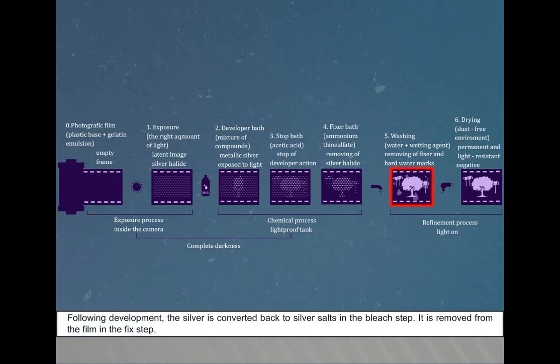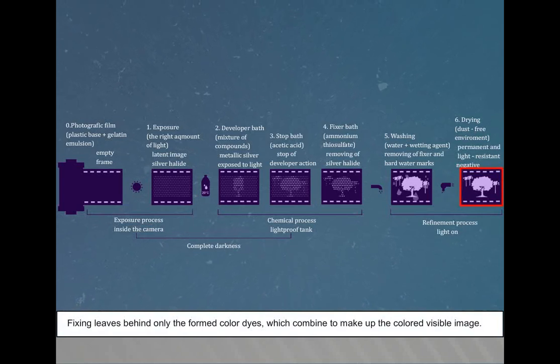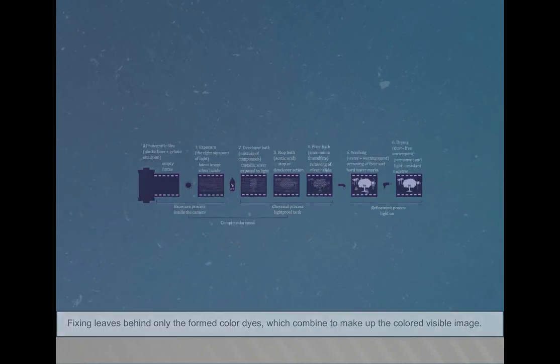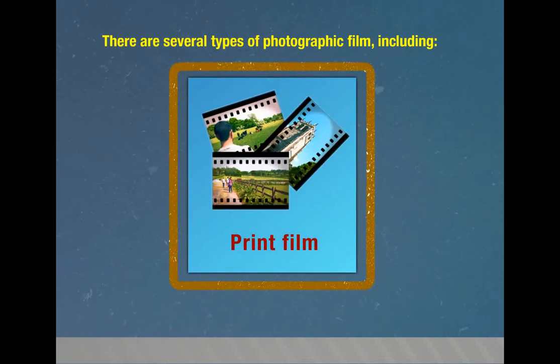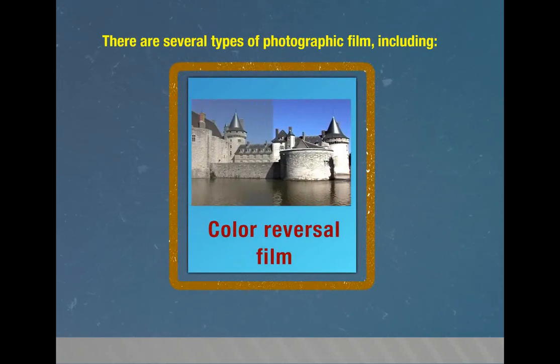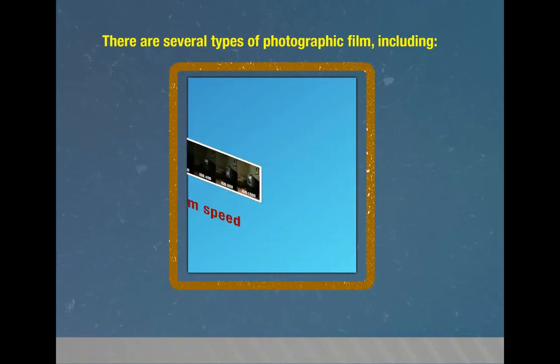Following development, the silver is converted back to silver salts in the bleach step. It is removed from the film in the fix step. Fixing leaves behind only the formed color dyes, which combine to make up the colored visible image. There are several types of photographic film, including print film, color reversal film, black and white reversal film, film speed.